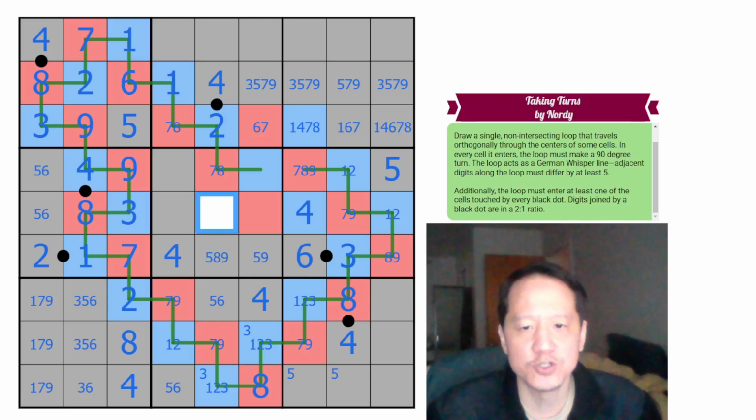This can't be on the German whisper line because we try to turn... It either goes here or it goes here. We're not sure which. This has to be 1 or 3. Actually, 1, 2, or 3. Either one works. We don't know about this. This could go either way.